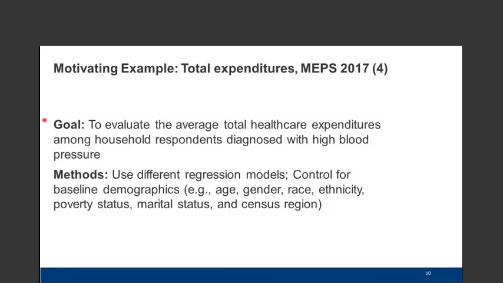Pretty much what we're going to do today is look at a lot of different regression methods to model cost and then see how these results are different. We're going to control for a couple of baseline demographics, things like the subject's age, their gender, race and ethnicity, poverty status, marital status, and also census region.